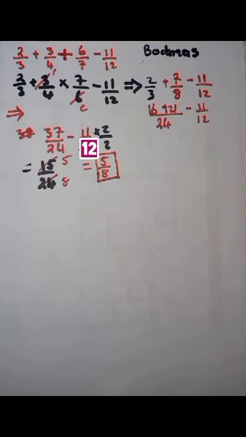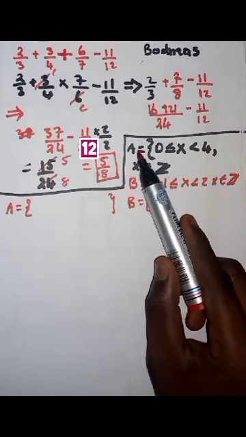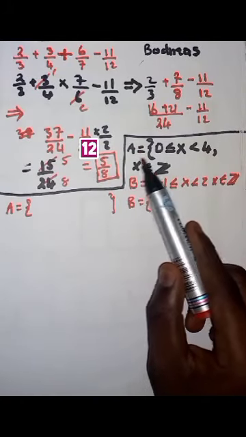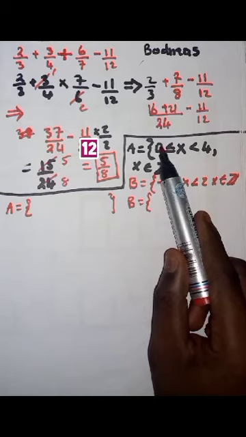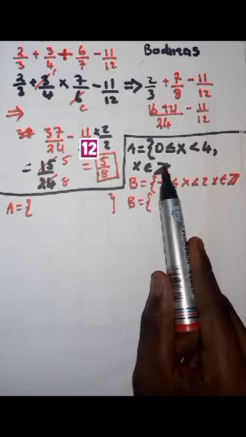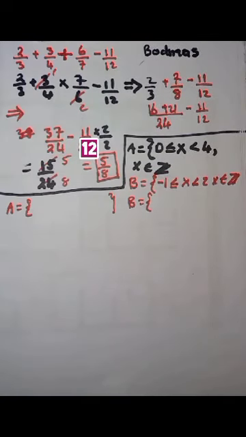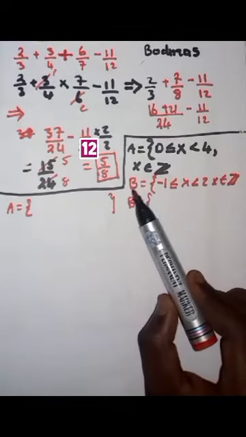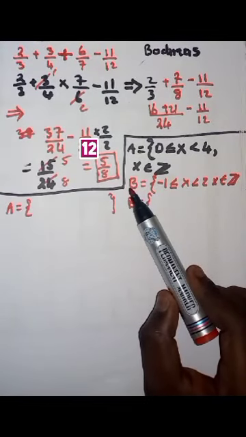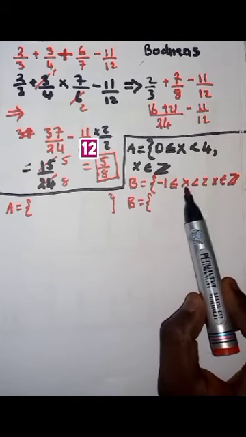That's it. Question 2 is saying that we have set A. They've said, given the set A, which is from 0 less than or equal to x less than 4, where x is an integer, because this symbol Z stands for integers, that's positive and negative whole numbers including 0. Then we have B, which is from -1 less than or equal to x less than 2.